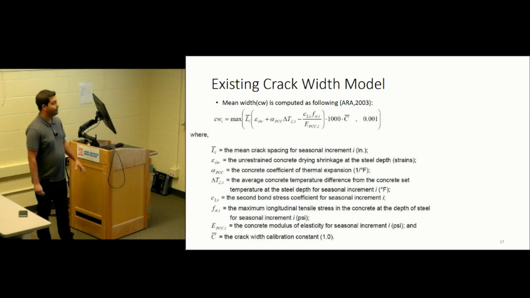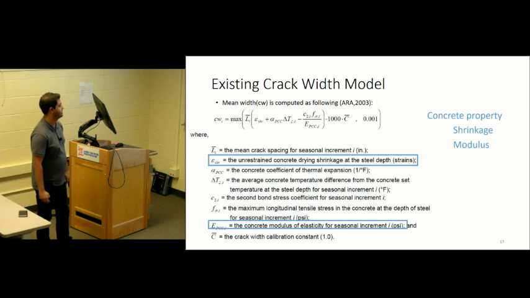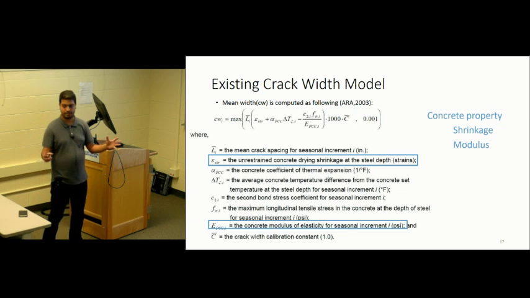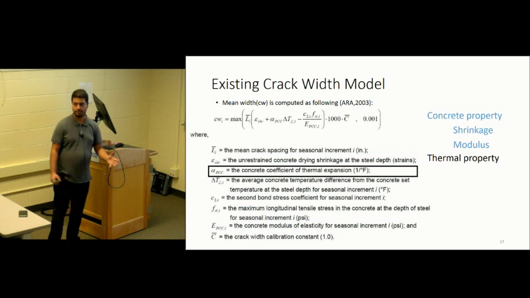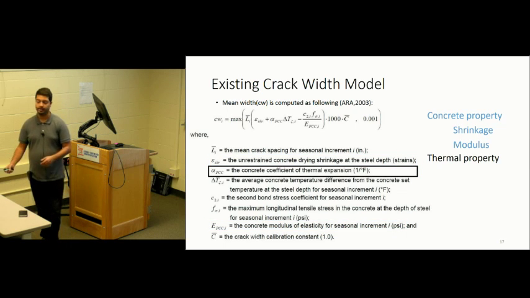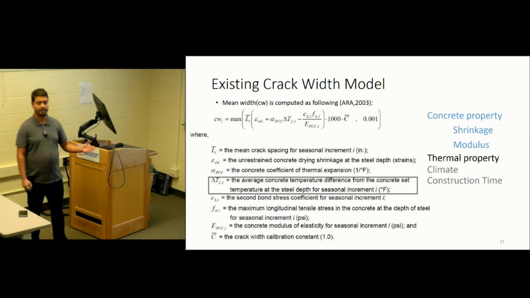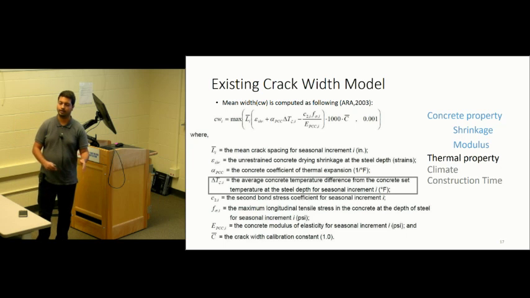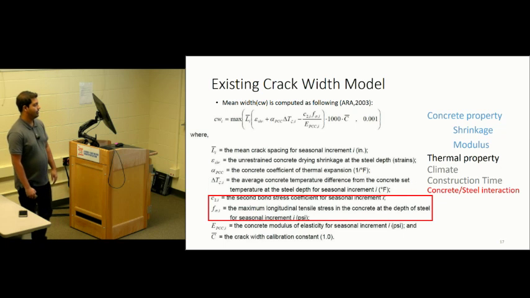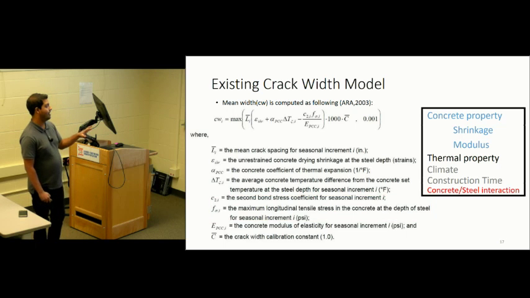And the crack width in the existing model depends on concrete properties, how much it shrinks, what the elastic modulus of the concrete is at that point, and the thermal property, which depends on the aggregate. It also depends on the climate where we are constructing, the construction time, whether we are constructing during hot weather or cold weather, concrete and steel interaction, and concrete and base interaction. All these factors affect the crack width modeling.